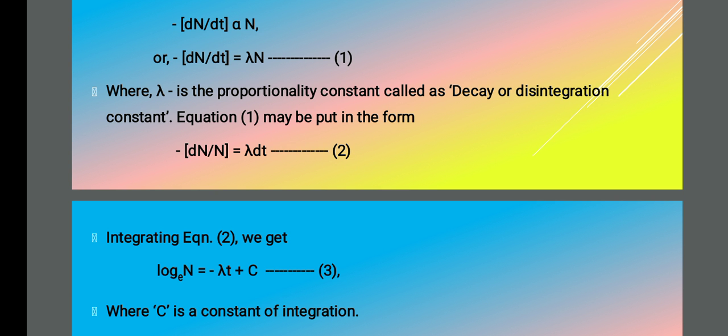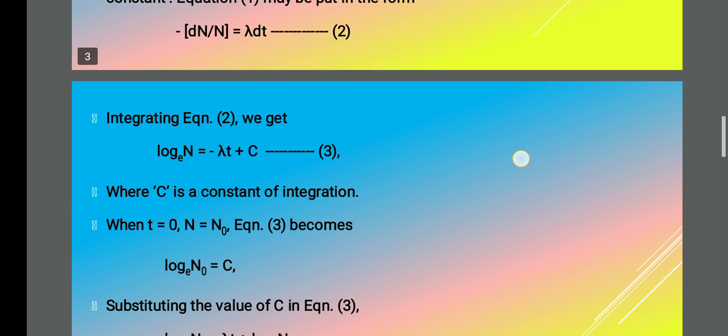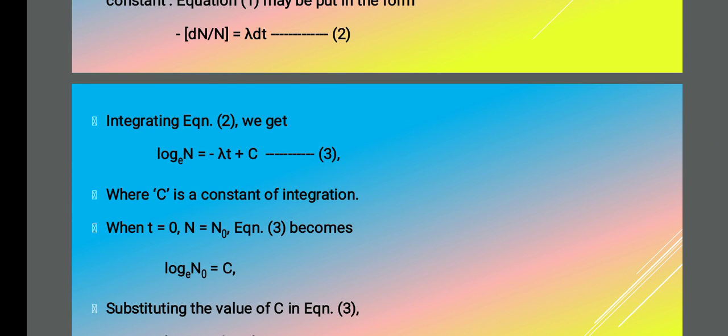Is it okay? Now you integrate this equation. If you integrate, we get minus ln N equals lambda t plus a constant. Putting the minus on the other side, you get ln N equals minus lambda t plus c.